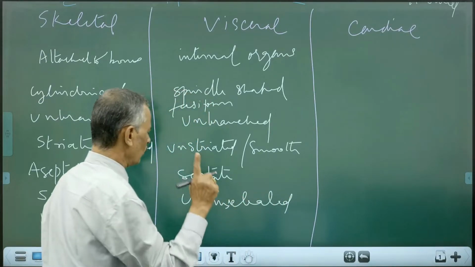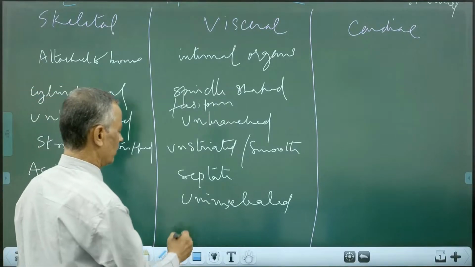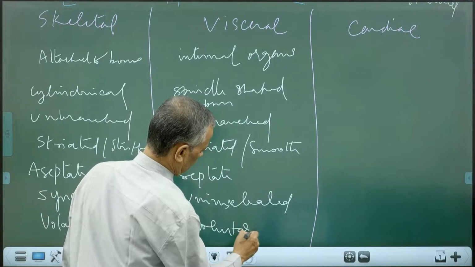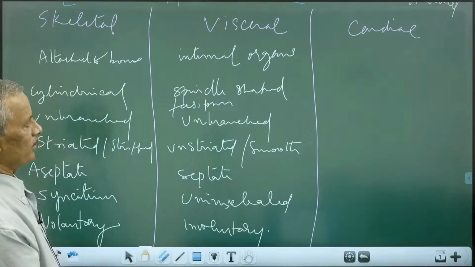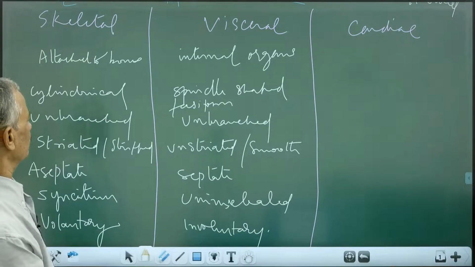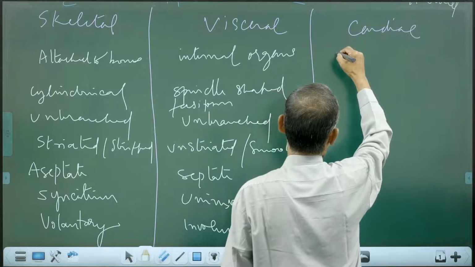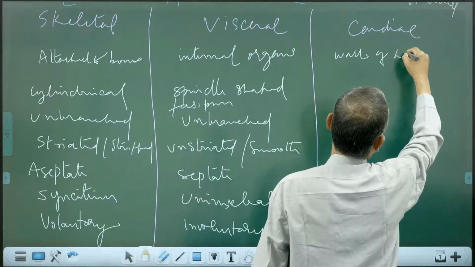It is having only one nucleus in this cell. These are all involuntary. They are present in the internal organs, visceral organs. Whereas cardiac muscles are present on the walls of the heart chambers.